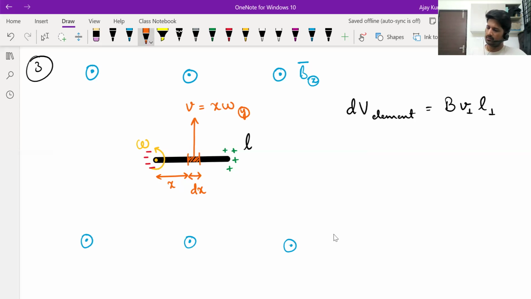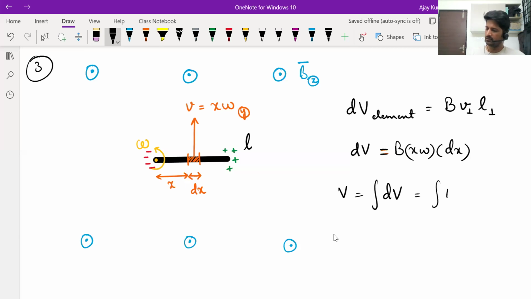So magnetic field here is B. We'll keep it as it is. Velocity of the element is x omega. We'll write it as it is. Length of the element is dx. So that will be the potential difference across that one element. If you want potential difference across the entire rod, you'll have to integrate the potential difference of all the elements. That means you'll have to integrate B omega x dx from x equals 0 to x equals L, so that you consider the entire rod.